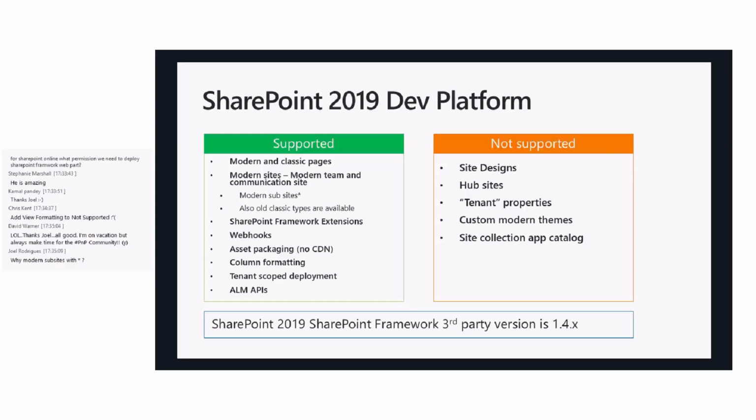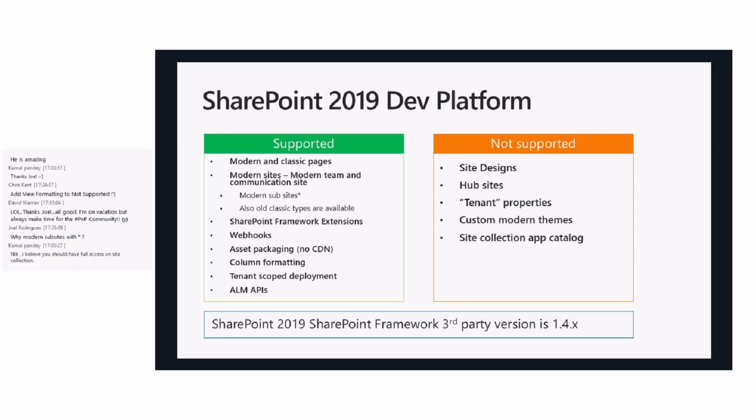Now, what's supported? Let's have a look at this one. So the modern and classic pages. I want to be clear here as well: this is not just about the modern experiences. All of the classic templates, site definitions are still there. So you can do classic pages, you can do modern pages, you can do modern sites, which means modern team sites or a modern communication site. The modern subsites are always a modern team site. So just to be clear on that one, there is no modern sub communication site. What would it be? A communication site which is a subsite.